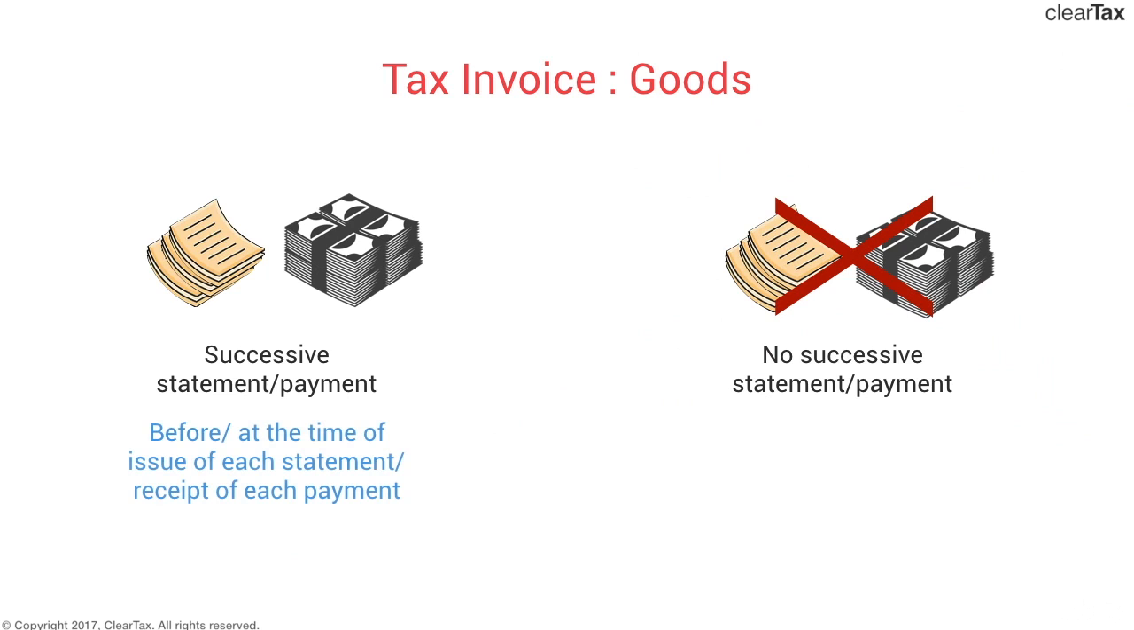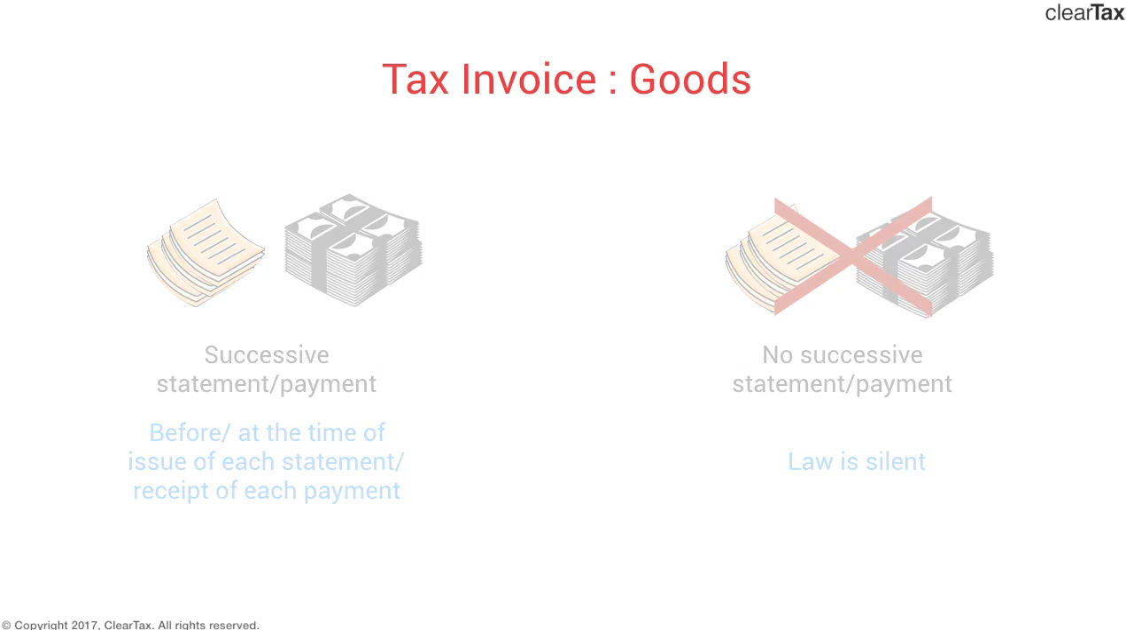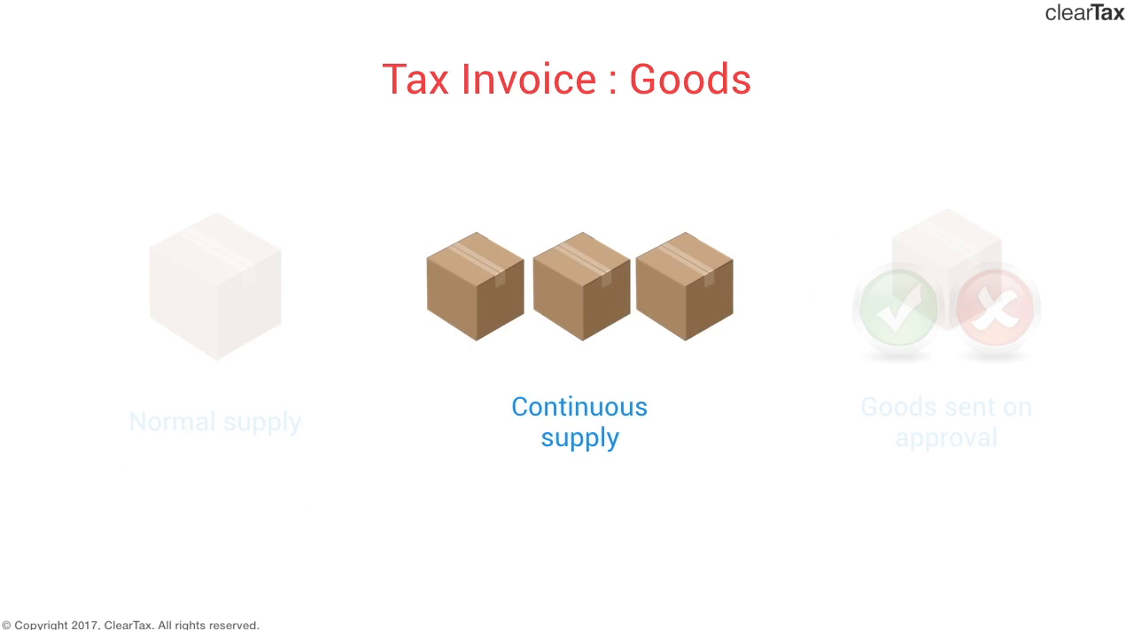So in the first situation where there's successive payments or statements, it's very logical that the tax invoice should be issued before or at the time of issue of each of these statements or receipt of each payment. So supplier would receive the payment, he's the one who issues the statement. So before any of this or at the time of issue or receipt, he'll have to issue the tax invoice. In the second situation where there is no successive statement or payment, the law is silent as of now. That's all the provisions relating to continuous supply of goods.